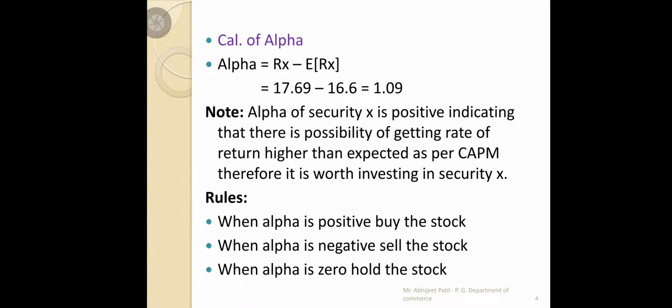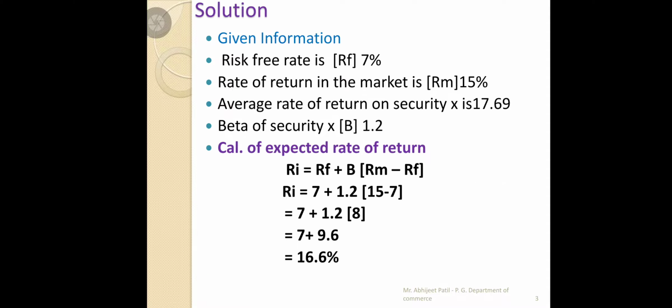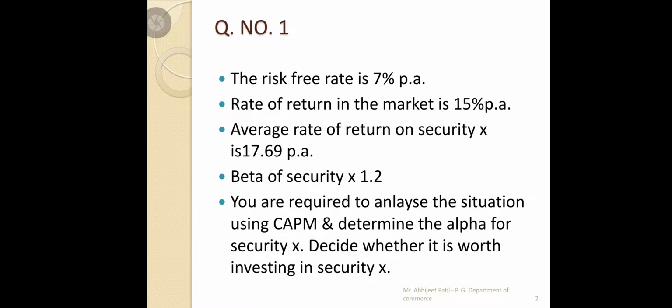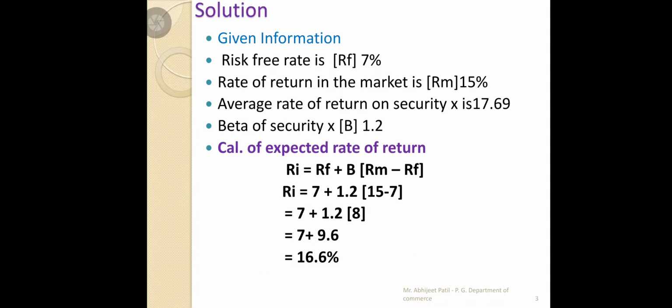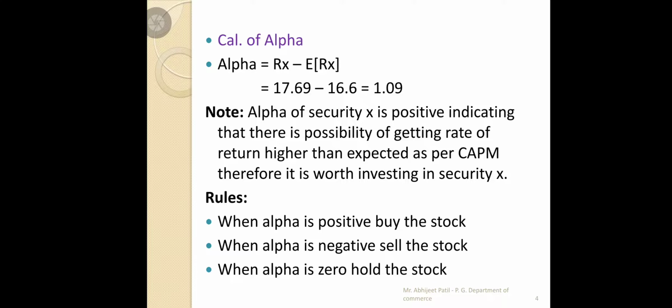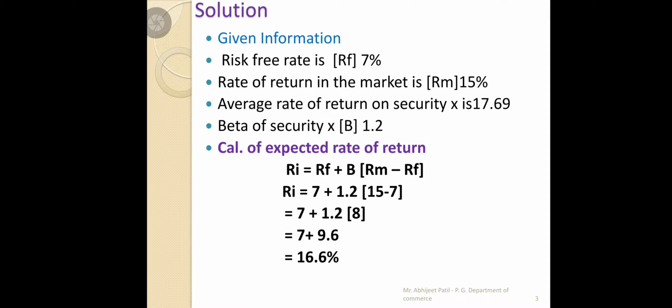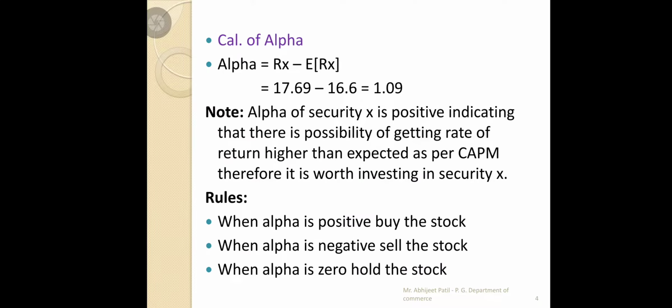They also ask for the calculation of alpha. Alpha is used as a measure of a stock's performance. Alpha can be calculated as actual return minus expected rate of return. In the given problem, the actual return is given, that is the average rate of return. Sometimes they give average return, sometimes actual return, it is the same. That is 17.69 minus the expected rate of return E(Rx), which we calculated as 16.6. So actual minus expected, we get 1.09.